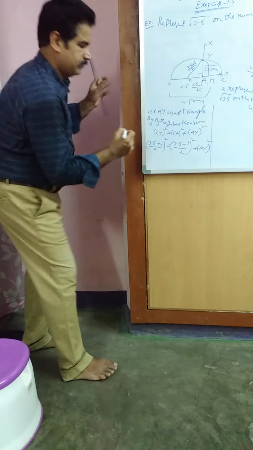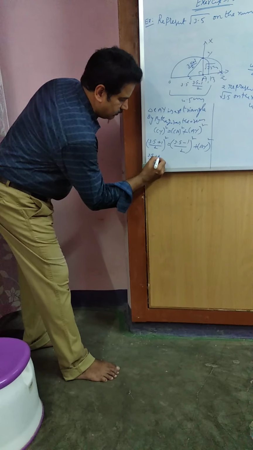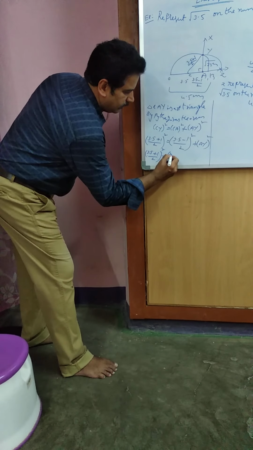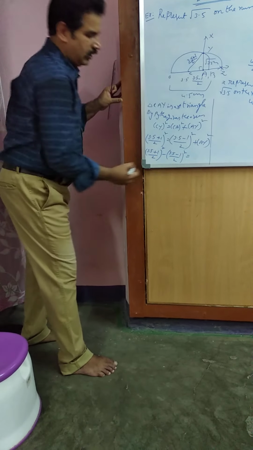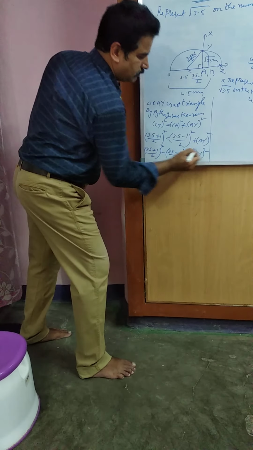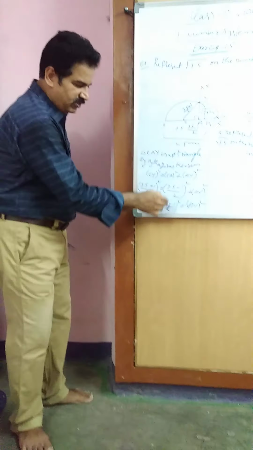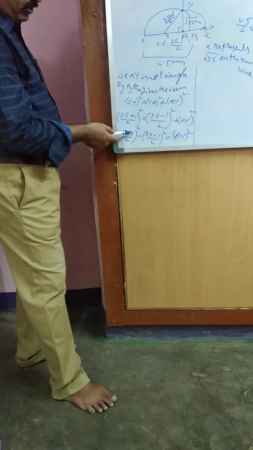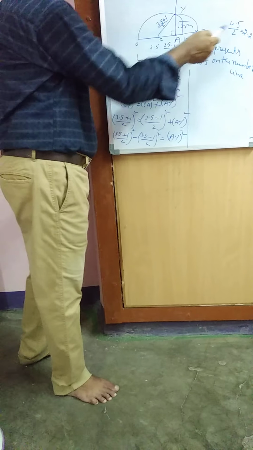That means (3.5 plus 1) by 2 whole square minus (3.5 minus 1) by 2 whole square is equal to AY whole square. The plus value on transposing becomes minus, so it comes to the LHS. Now I am simplifying this part. 3.5 plus 1 means 4.5. 4.5 by 2 means 2.25.